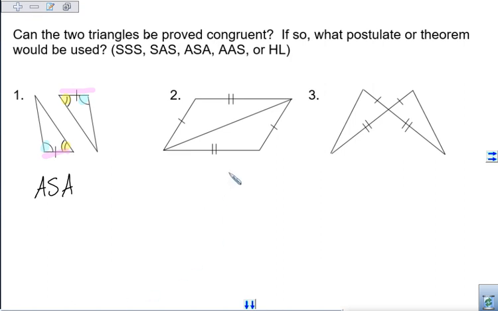Next up, we have two triangles here. And notice that they are connected by a segment. Anytime you have that happen, you need to mark that segment as congruent to itself, because it is. It matches itself in both of those triangles. Now, we have no angles marked, but we have all sides marked. So what do we have? We have side, side, side.